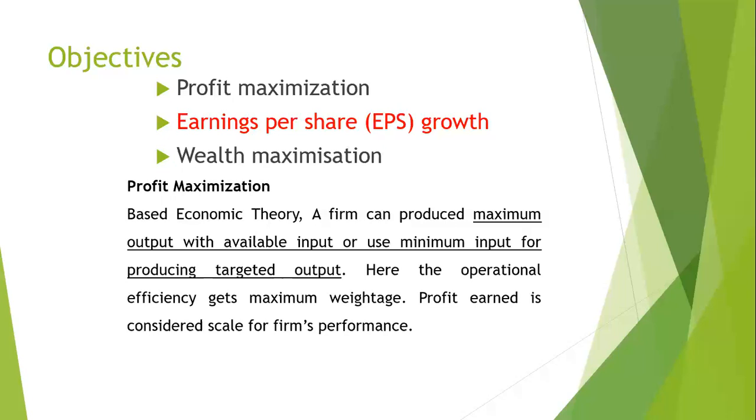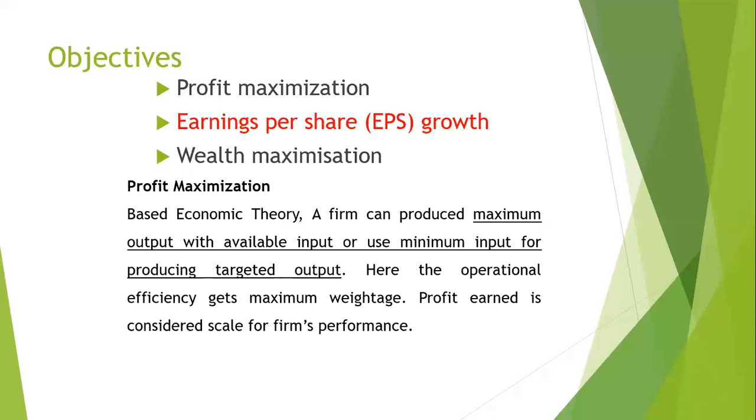In earlier times, every organization tried to earn maximum profit without looking at quality, customer needs, or consumer satisfaction. They only focused on the maximum production of products, and the produced products were dumped on the consumers. That was the earlier objective of financial management, focused only on earning maximum profit. Based on economics theory, a firm can produce maximum output with the available input, or use minimum input for producing the targeted output.